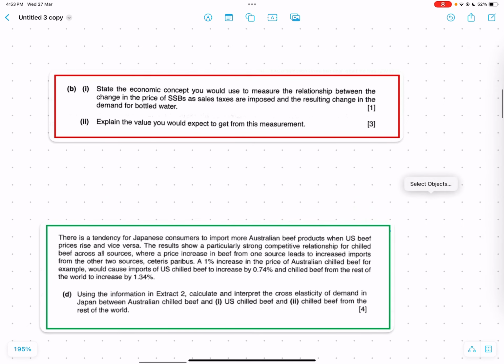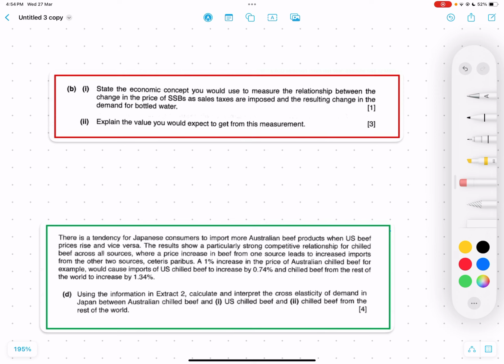Okay, so first one, this is an example of questions that test you on XED. So this question says, state the economic concept that you will use to measure the relationship between the change in the price of SSB. So SSBs are in the case material, but it's sugar sweetened beverages. So these are like your Coke, Pepsi, and soft drinks. So when the price of these sugar sweetened beverages change, apparently it results in a change in the demand for bottled water. So you can see that this is good A, and then bottled water is good B. So the concept you should use is XED lah.